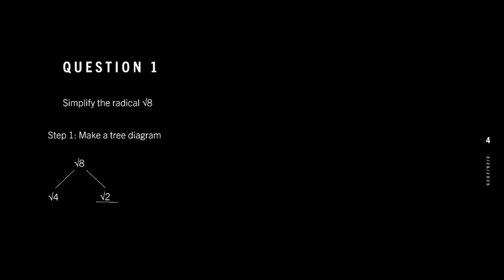Now you can see here, this radical 2 or square root of 2 can't be simplified because there isn't a perfect square except for 1. But for square root of 4, you can simplify it. And the square root of 4 is 2. You'll notice that I underlined those two numbers specifically. The reason why is because for step 2, we are going to multiply these numbers. We're going to multiply 2 and radical 2 or square root of 2.